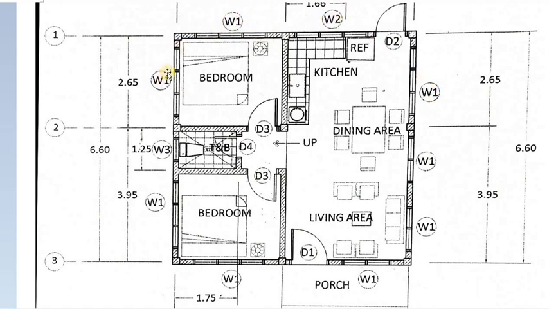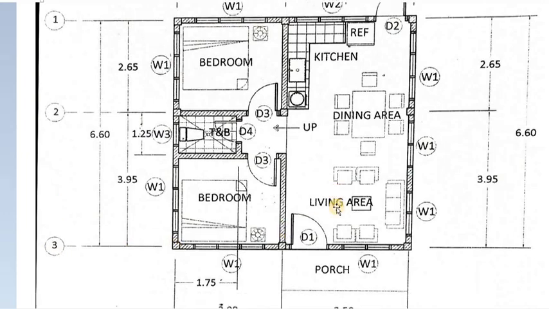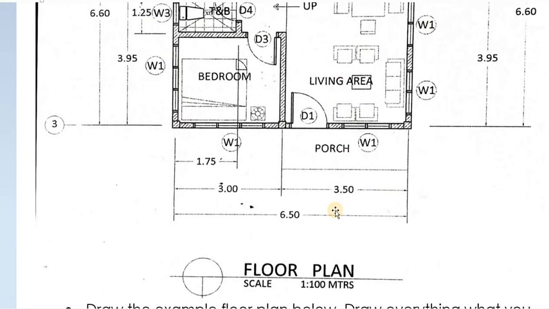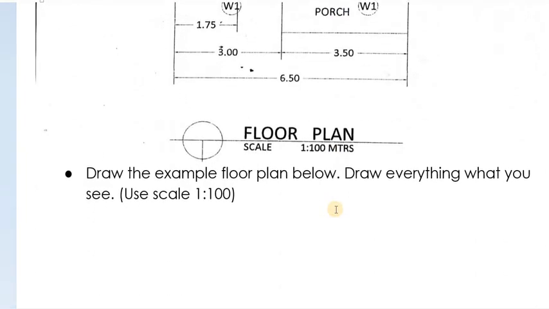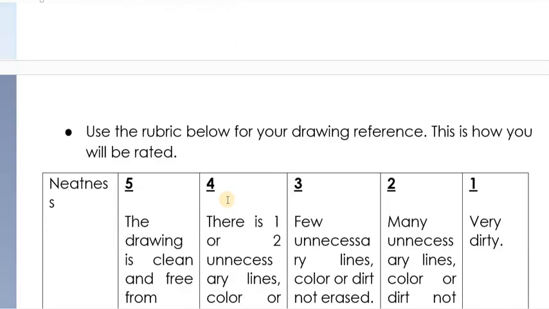For example W1, write it first before you circle it using your compass. Alright? So use a compass. Nobody should draw circles freehand. All circles should be done using a compass. Okay? So for the example floor plan, draw everything, okay? You use scale 1 is to 100.